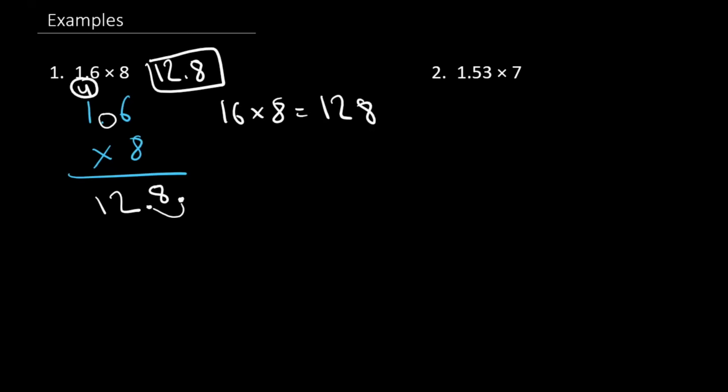The second question says 1.53 times 7. So I'm going to write that down, the same format as this. And then let's start multiplying. 7 times 3 is 21. 7 times 5 is 35. 35 plus 2 is 37. 7 times 1 is 7, plus 3 is 10.